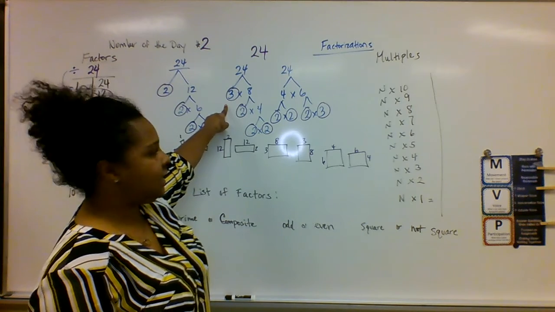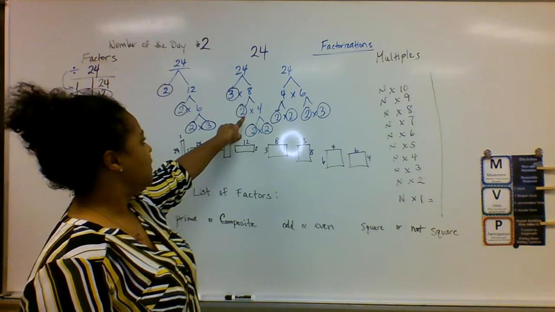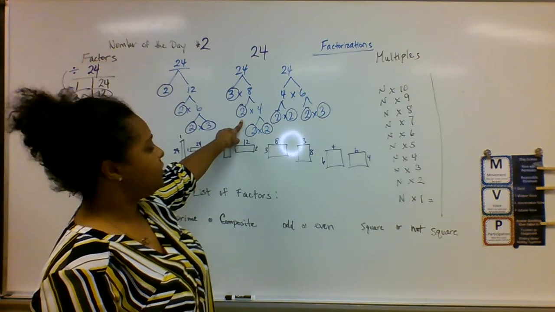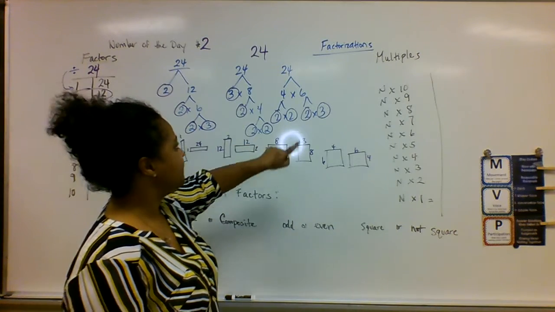Starting with 3 times 8, 3 is prime, 8 is not. 2 times 4 is 8. 2 is prime, 4 is not. 2 times 2, both are prime.